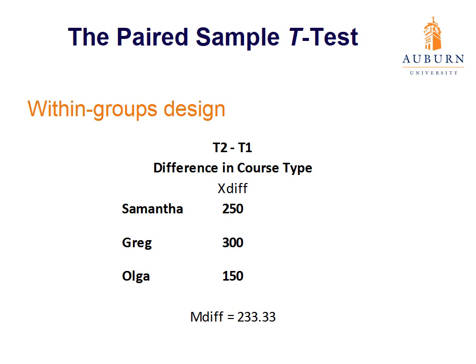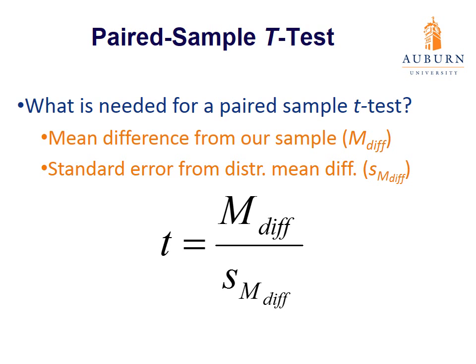So I had two samples, SAT before, SAT after. I subtract them from each other to get a difference score, and then from those difference scores I can calculate the mean difference. I can then use that mean difference and divide by the standard error of the difference.